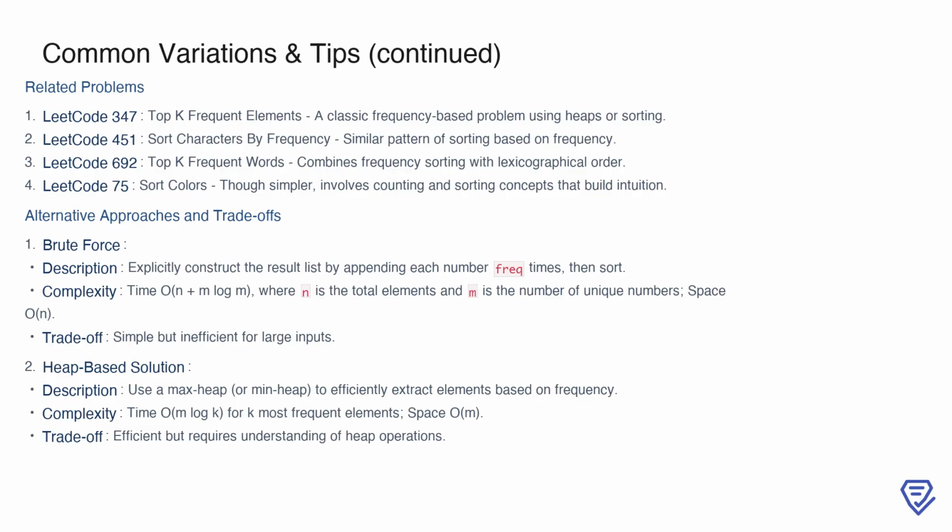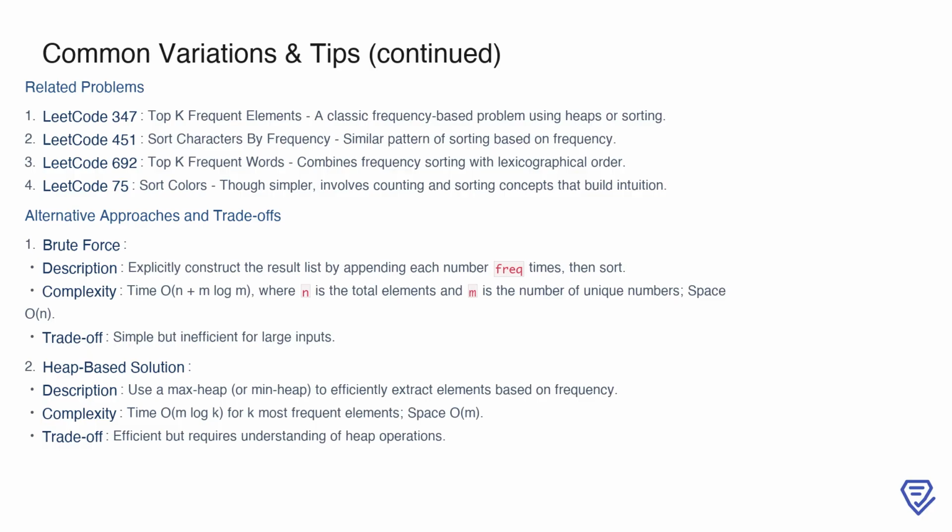When considering alternative approaches, brute force is the most straightforward. This involves explicitly constructing the result list by appending each number frequency times and then sorting the entire list. While simple to implement, this method becomes inefficient for large inputs due to its high time and space complexity.